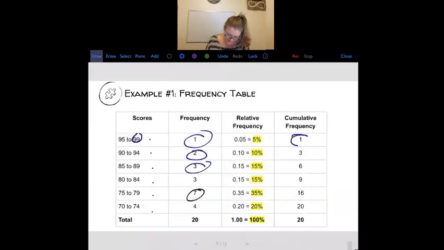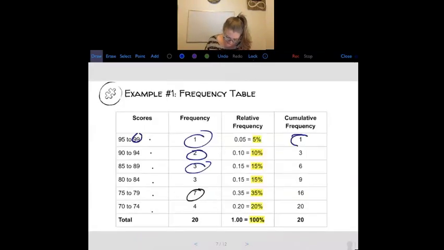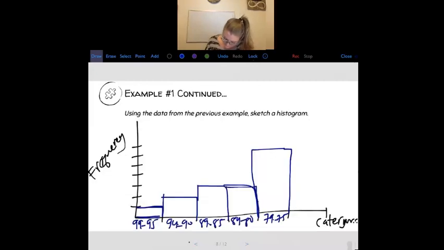Now we have 79 to 75, and that is the tallest bar, so I'm going to kind of drag over. And then, oof, my bars are getting a little swervy there. And then lastly, we have 74 to 70. And that had a frequency of 4, so the bar height should be 4. So it's like about here.